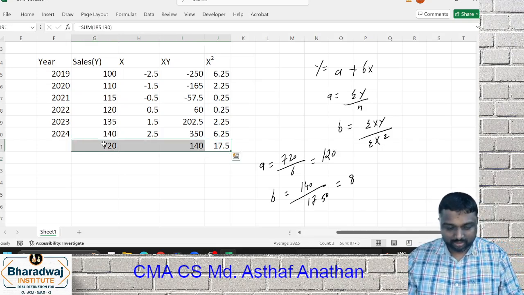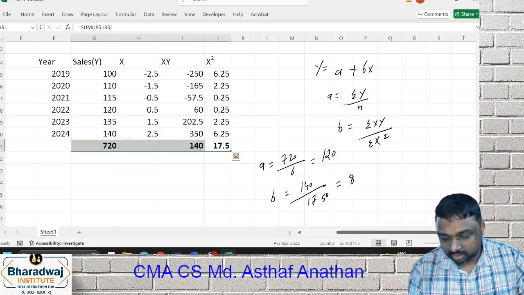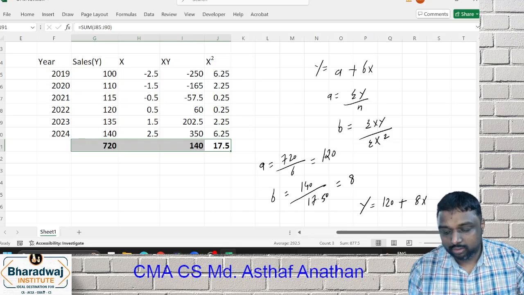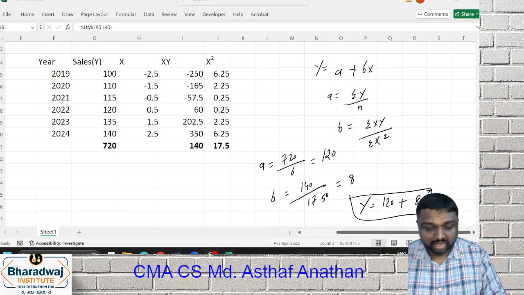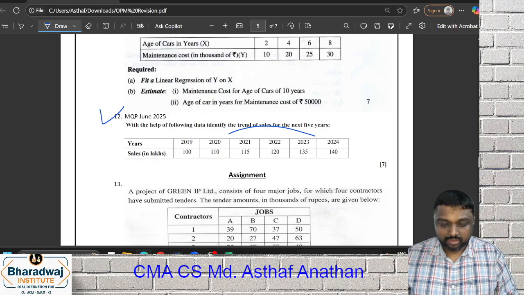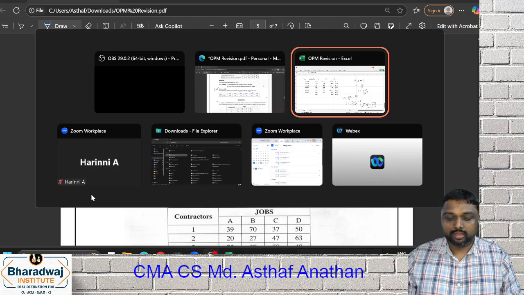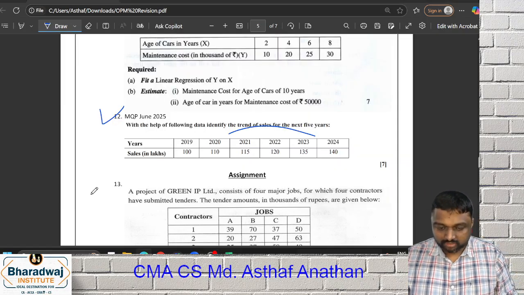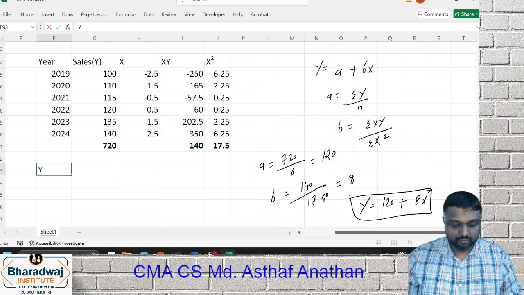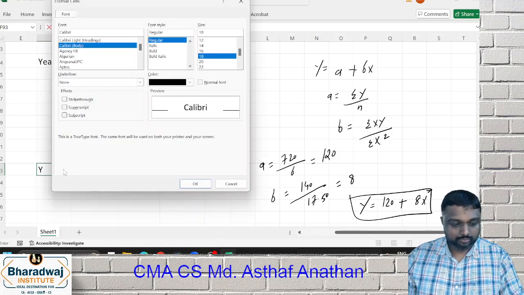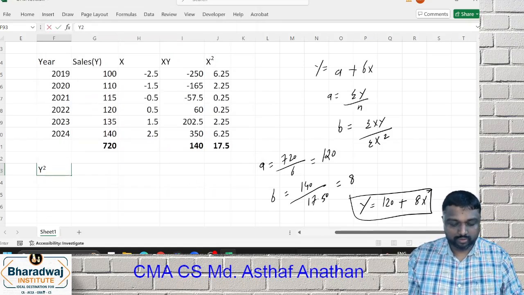So you can get your data: Y is equal to A, 120, plus B, which is 8, into X. This is the formula. Now they are asking what the sales will be for next year. How many years? 5 years. So it will be 5 or 4 years? Next to 5 years. They're asking the year 2025.